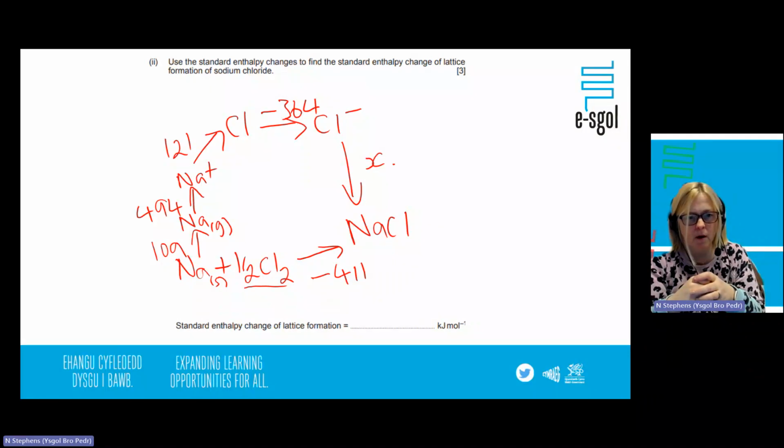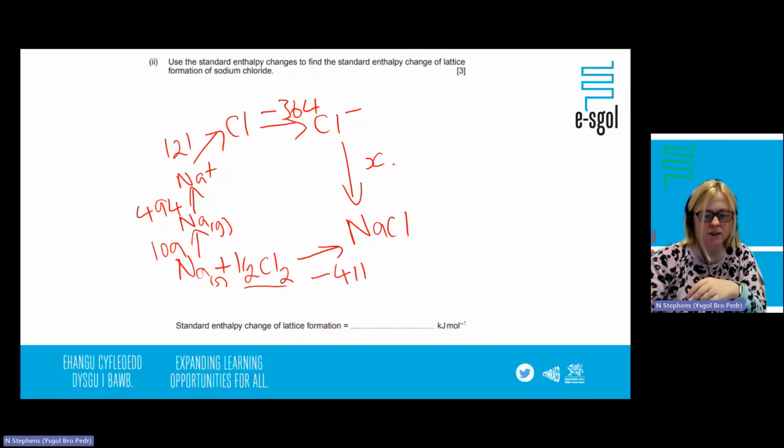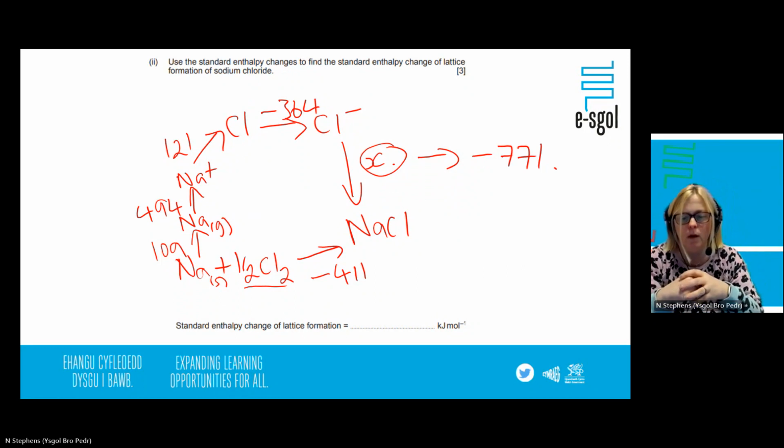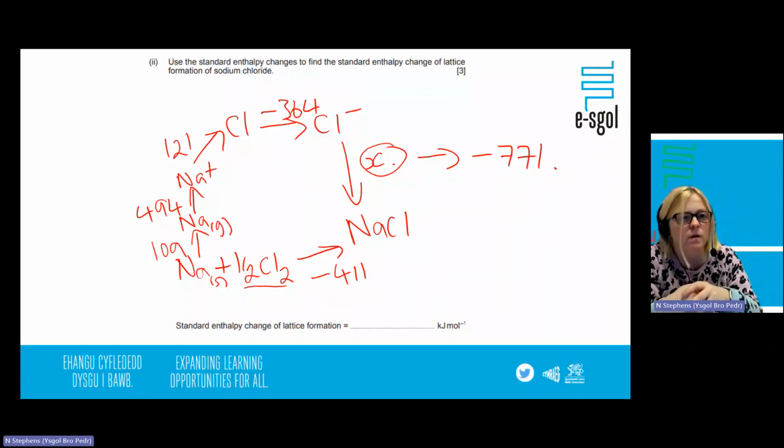So following the clockwise equals anti-clockwise, you can actually identify this value, and by rearrangement of the arrows, it would come out to be minus 771. Okay, which is obviously an exothermic reaction, making it likely to be very feasible.